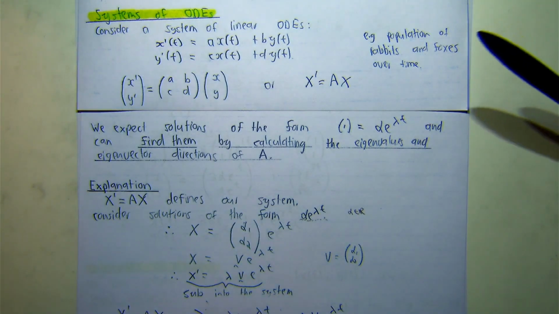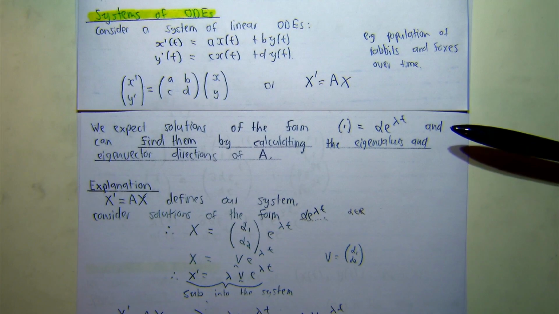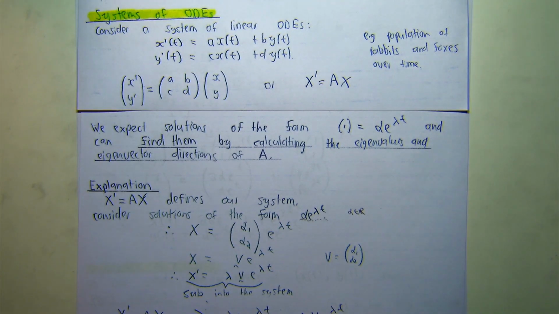The way that we actually determine what these specifically are, based on the A, B, C, D matrix, is by working out the eigenvalues and the eigenvectors of A. I want to explain that a little bit more.